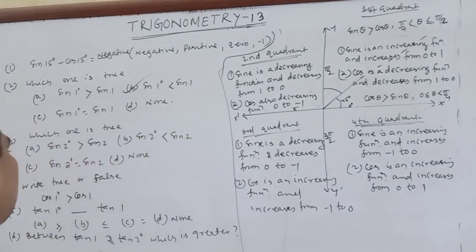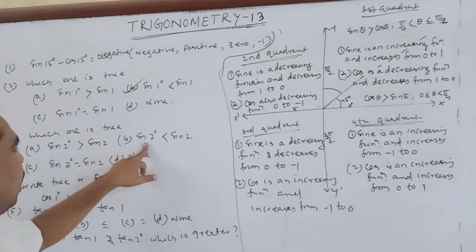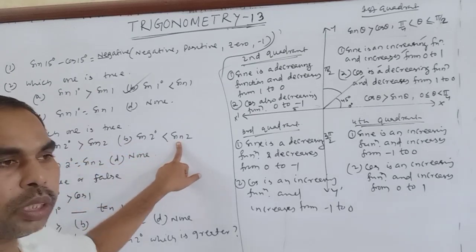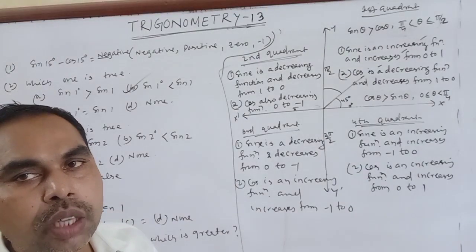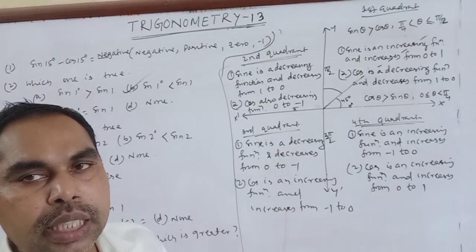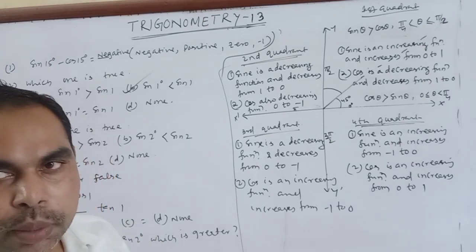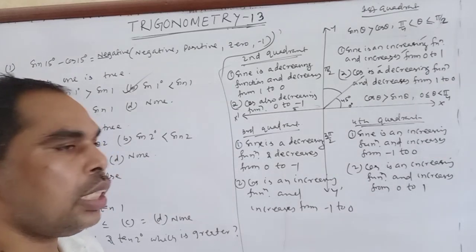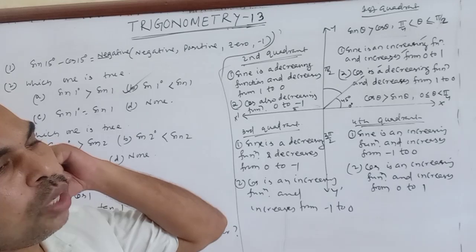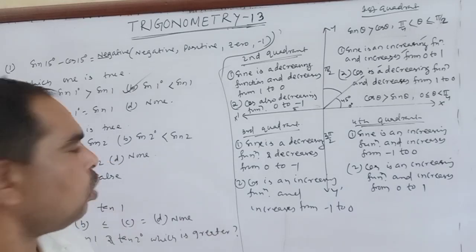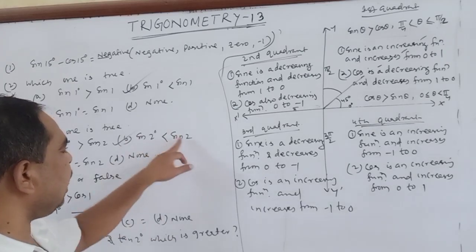Next, which one is true? Sin 2 degree is greater than sin 2, or sin 2 degree is less than sin 2. Sin 2 means 2 radian. 2 radian means 2 into 57, so 114 degree. Sin 2 degree is nearly 0, but sin 114 is nearly 0.8, 0.9 value. So sin 2 degree is less than sin 2.